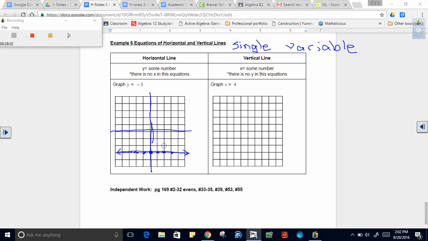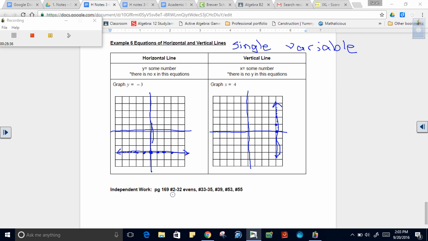For a vertical line, it's the same idea, just in reverse. Here's my y-axis. Here's my x-axis already drawn. If x is 4, 1, 2, 3, 4, x is 4 right there, x is 4 right there, and right there, all of these are x equals 4. There it is. That's the equation, really ugly line. That's the graph of x equals 4.